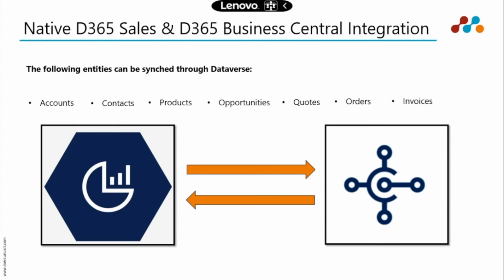Next comes the entities which can be synced through Dataverse integration between Sales and Dynamics 365 Business Central. The first entity is the accounts, which are referred to as company customers in Business Central. The next is contacts, which are basically person customers in Business Central. The third is products, which are items in Business Central. Next is opportunities, then comes quotes, orders, and invoices. So in short, this is basically all the entities which are part of any sales cycle for any business.